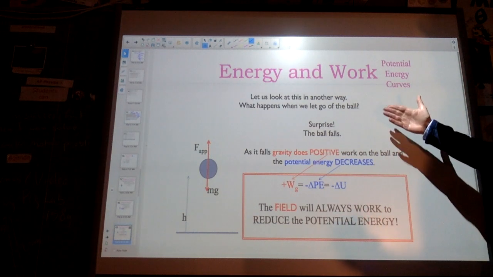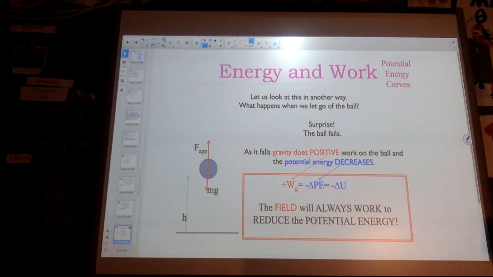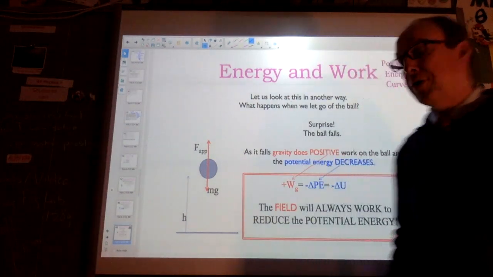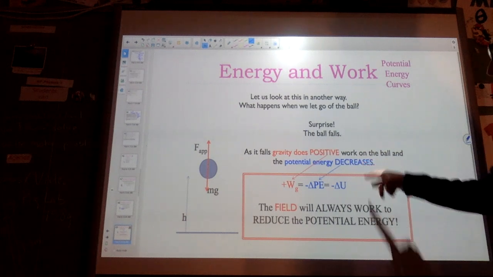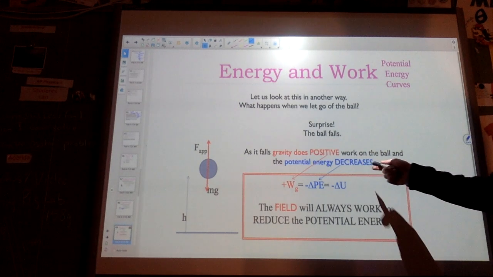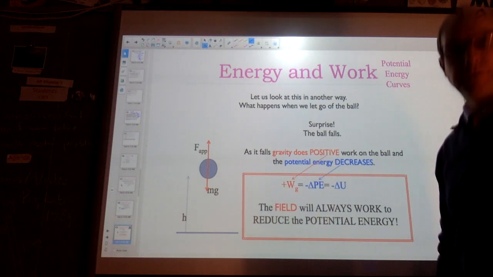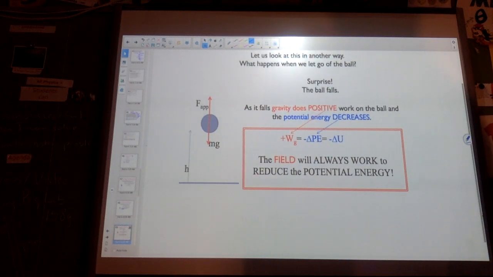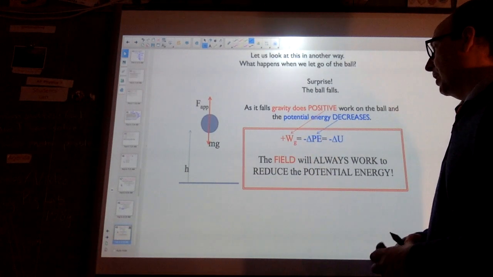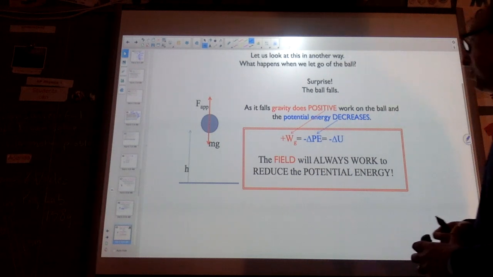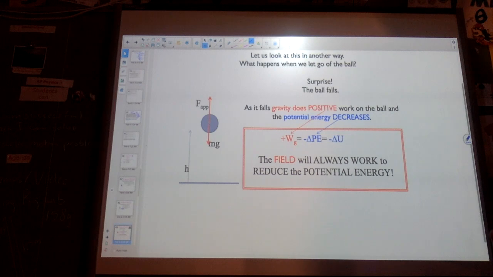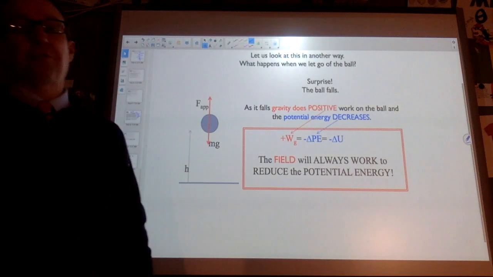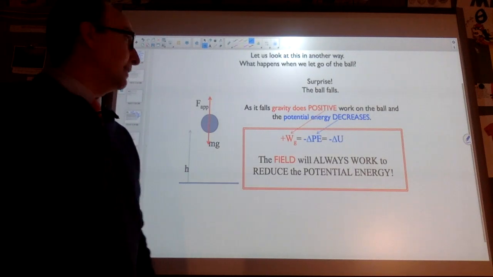All right, so looking at this another way, if I let go of the ball, the gravity is going to do positive work on the ball because now the displacement and the force are both going to be down. And the potential energy is going to decrease. So the positive work is going to be equal to the negative of the change in kinetic energy. So the field is always going to work to try to reduce the potential energy. So it's always trying to get it to be less and less and less.